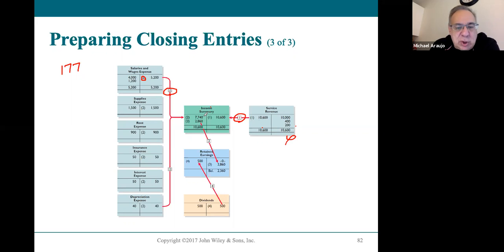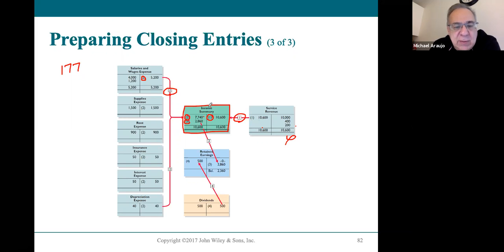Once they're closed, the total expenses go here, $77.40. The income summary account is going to look like the income statement in the sense that the three numbers you see here are exactly the same three numbers you'll see for totals on the income statement. Total revenue is here. Total expenses are there. The difference is your profit.